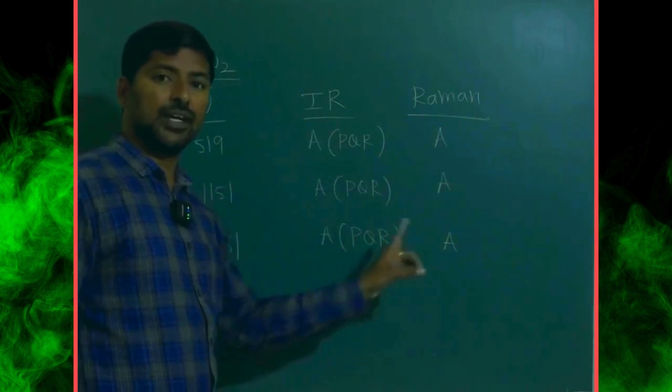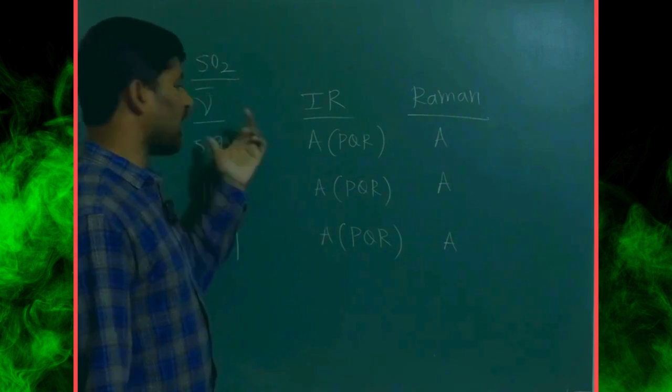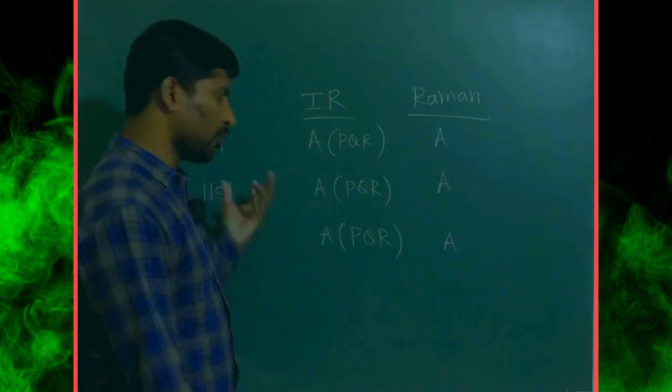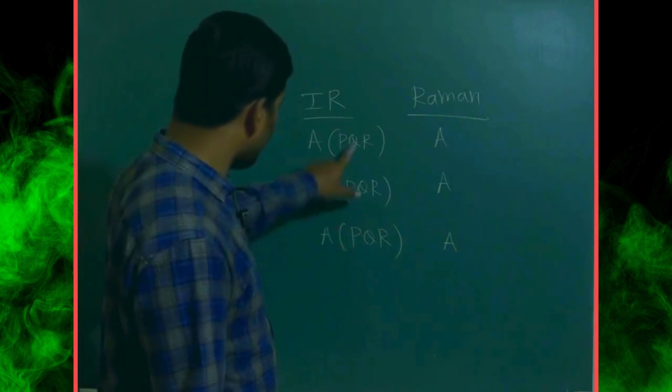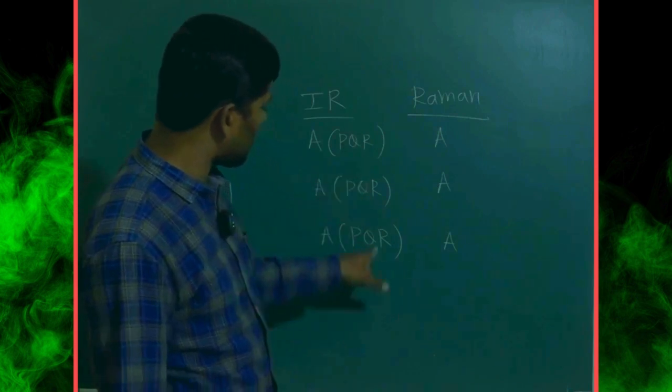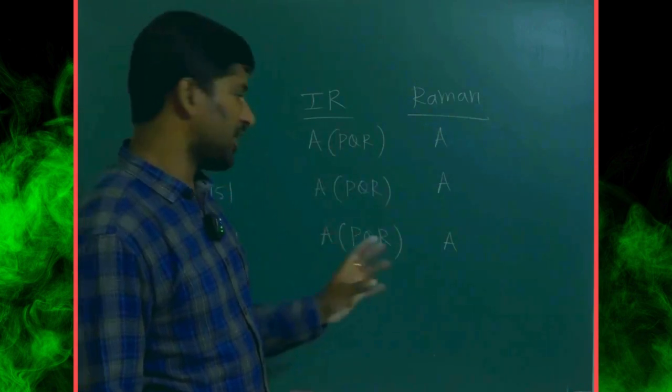Now, are common lines present or not? Yes, common lines are present. That means it is a non-centrosymmetric molecule. SO2 does not possess a center of inversion. Now, are Q branch lines absent or present? Q branch lines are present. That indicates it is a non-linear molecule.